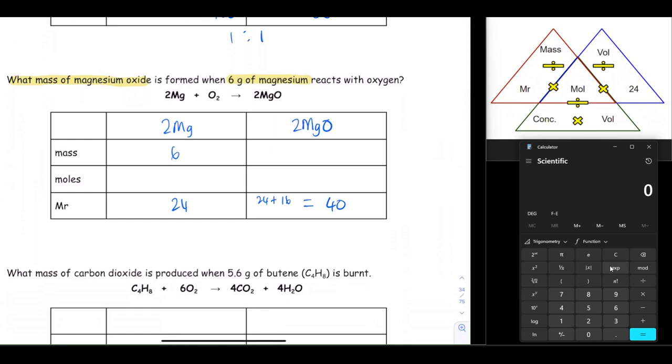So 6 divided by 24 gives me 0.25. I've got a 2 to 2 ratio simplified as 1 to 1. So it's the same. So if I've got 0.25 moles of magnesium, I've also got 0.25 moles of magnesium oxide. I times that by 40, and I've got 10 grams of magnesium oxide from my 6 grams of magnesium.